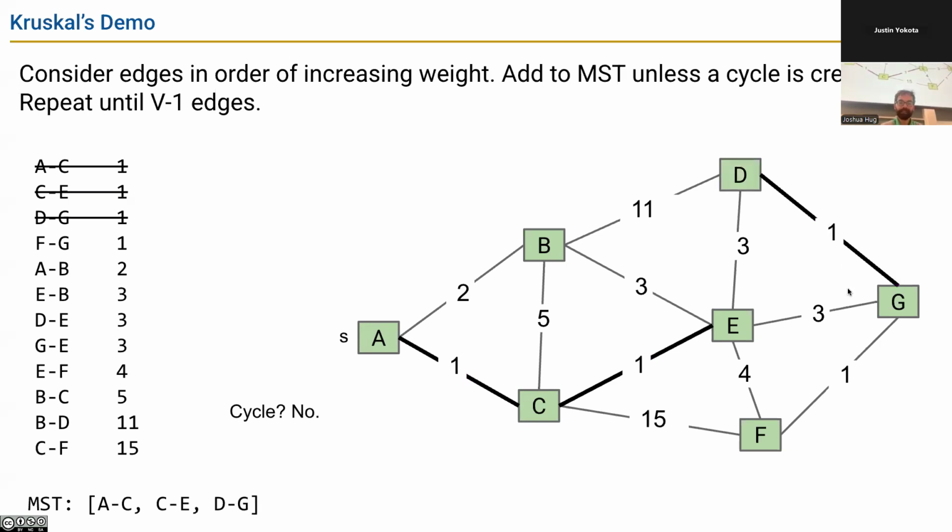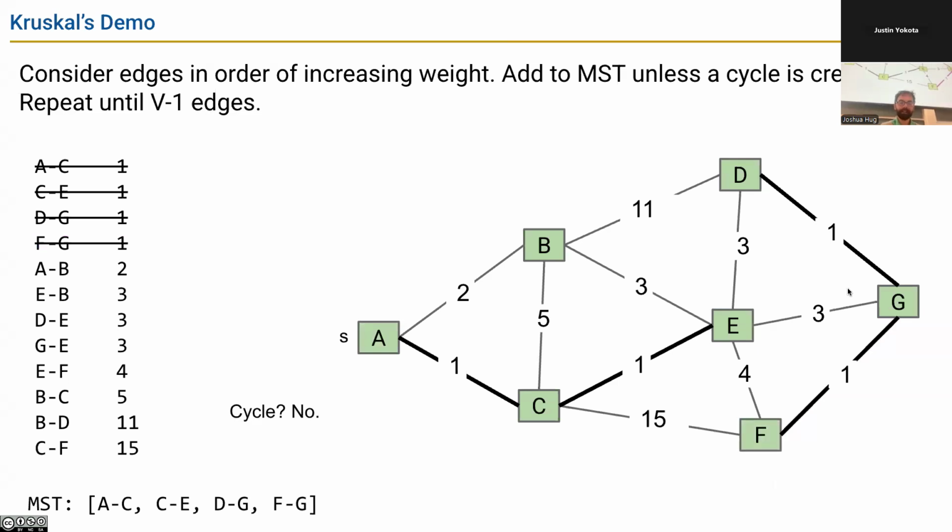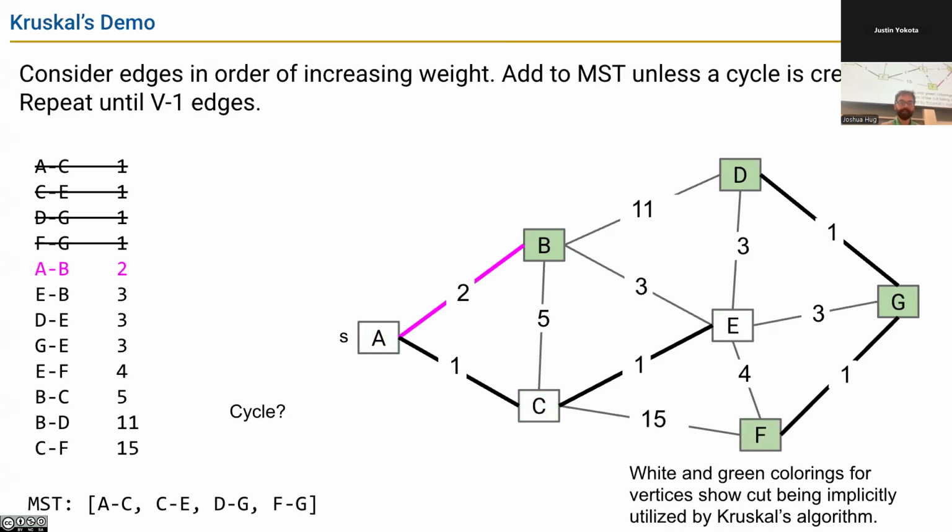No. Okay. Next, we look at FG. Would this create a cycle? No. Okay. Now we look at AB. Would this create a cycle? No, no cycles yet. How about this one? Would this create a cycle?